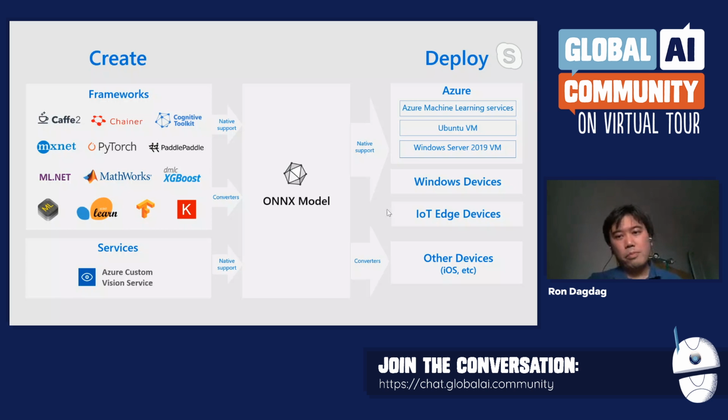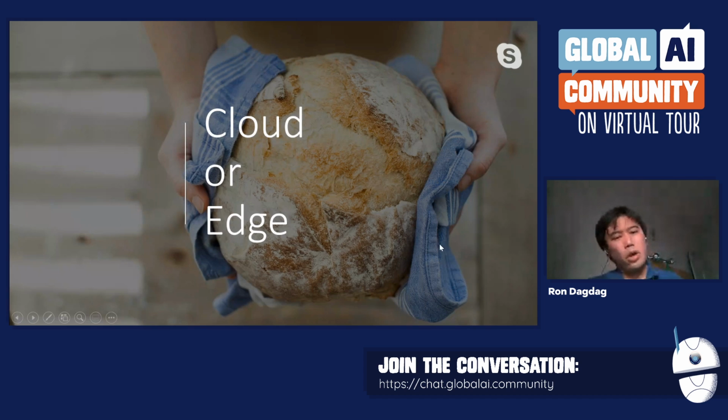So this is that part on the right side where we can actually deploy these on different devices, Windows devices, including HoloLens. We can deploy it in the cloud, or we can use converters so that we can use iOS and Android. Whenever we think about deployment, we always have to grapple with the decision: are we going to deploy these models in the cloud, or are we going to deploy them on the edge?